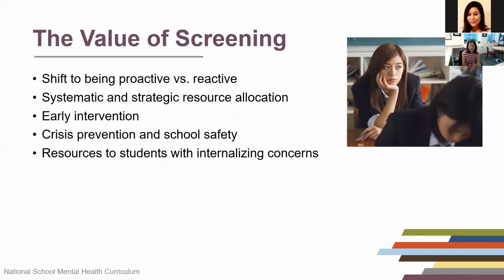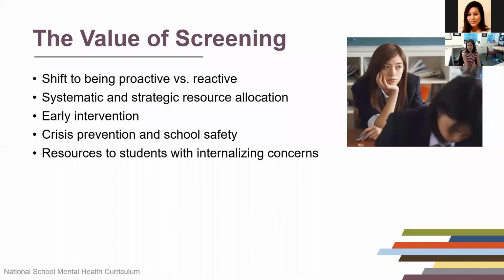And as we get started, and before we hear a more in-depth example of what this looks like in practice, I wanted us to touch on the value of screening. We have a lot of discussion around screening, what this looks like and what this means. But one of the biggest values of mental health screening in schools, as part of a multi-tiered system of support, is that it allows us to shift to be proactive versus reactive. It allows us to think more systematically about our resource allocation.